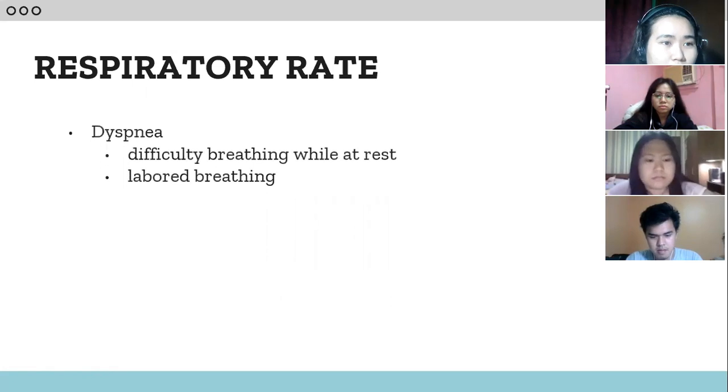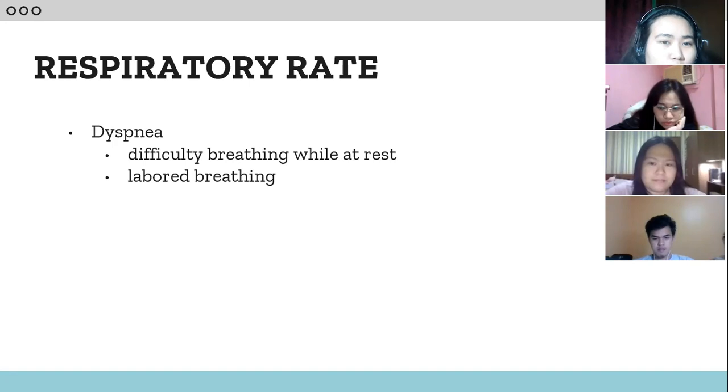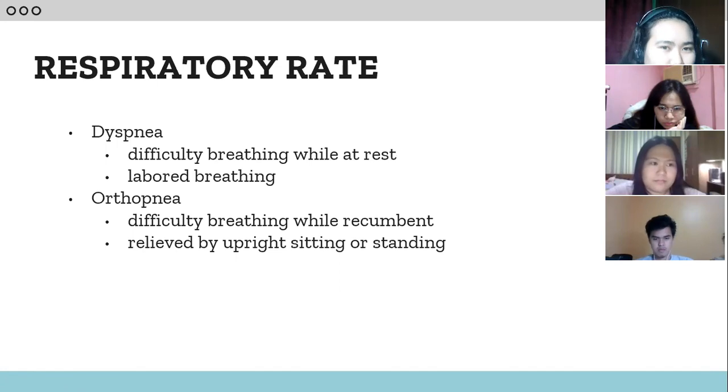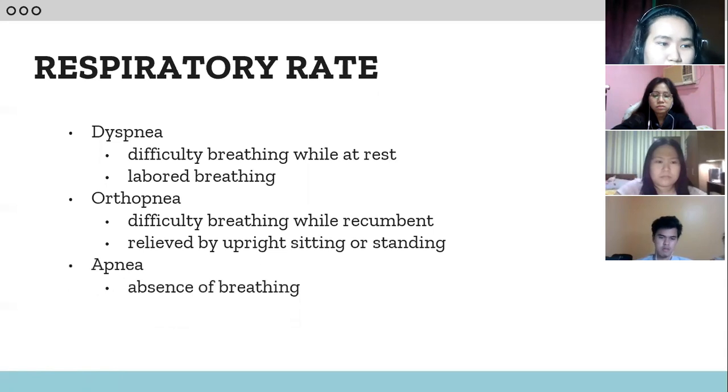In respiratory rate, you need to remember these three terms, because you might get confused. Dyspnea: you have difficulty breathing while at rest. You are having difficulty breathing, so you try to exert so much effort. So, labored breathing. Orthopnea: there is difficulty breathing when recumbent, when lying down. So, the patient finds a way to restore breathing by sitting upright or standing. And sometimes there is also apnea, which is the absence of breathing.